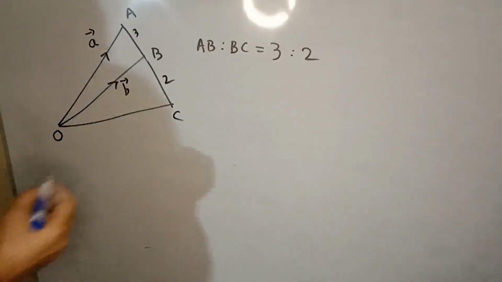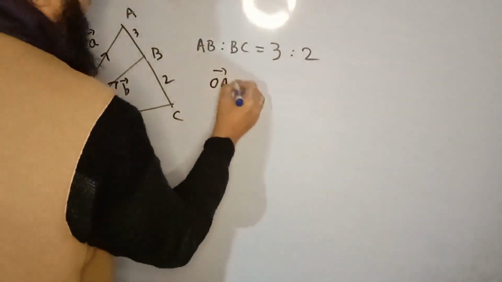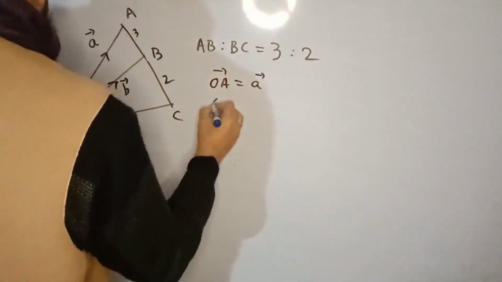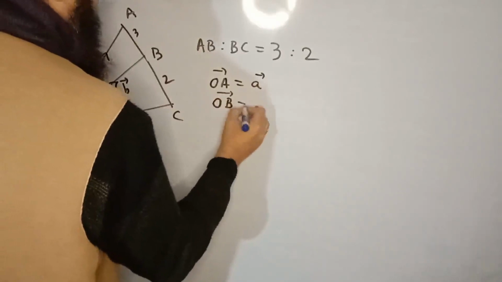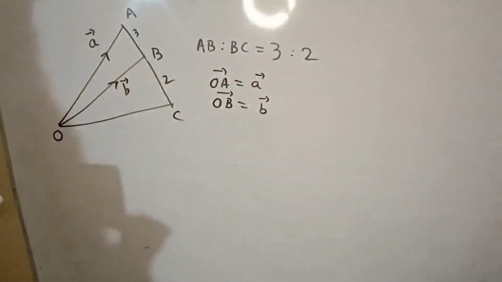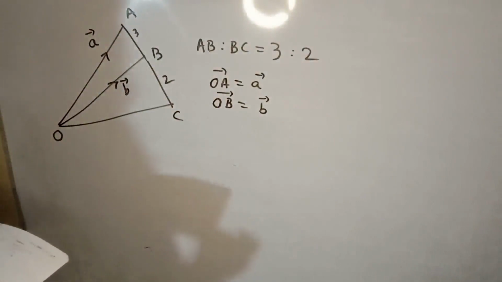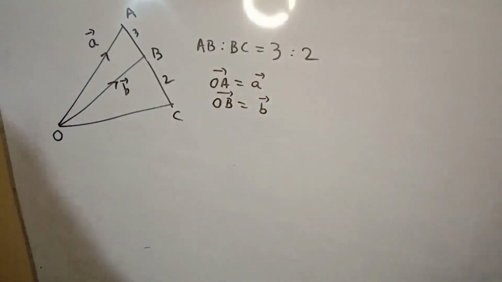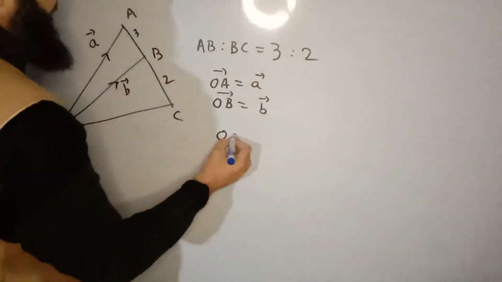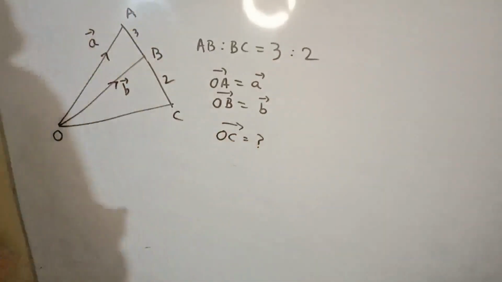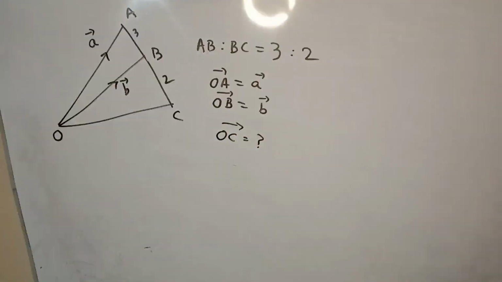Also the vector OA is given as a and the vector OB is given as b. These are two vectors. Find OC in terms of a and b. OC will be equal to what? OC can be written as OB plus BC, and it can also be written as OA plus AC.